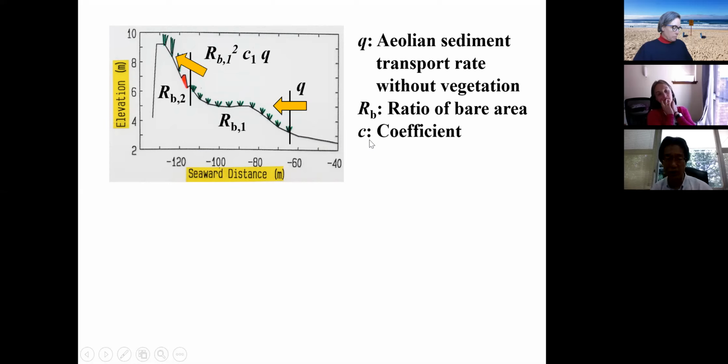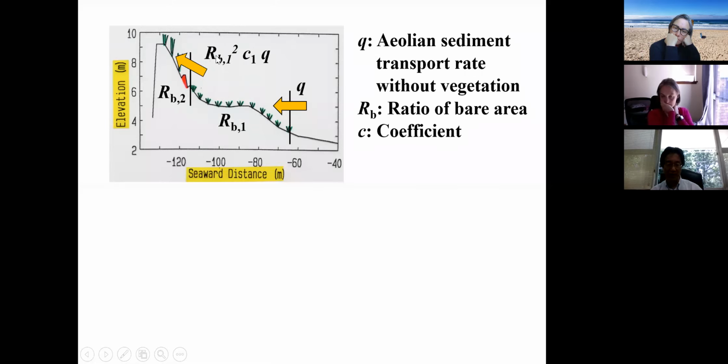When the winds blow from sea to land, the aeolian sediment transport rates at the two boundaries were set like this. Here, Q is the aeolian sediment transport rate without vegetation, because seaward of the investigation area there is no vegetation. So this Q was set here. At the landward boundary of the investigation area, R sub B was included. R sub B is the ratio of the bare area, because the sediments are transported over the vegetated area. So this parameter R sub B was included.